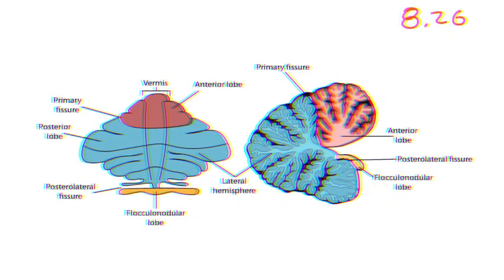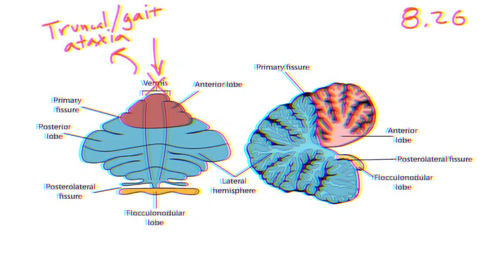Looking at the left image, we can see that the middle portion is the vermis. As mentioned in the previous slide, if this is lesioned, the patient will demonstrate truncal ataxia or gait ataxia. So the patient will appear uncoordinated while walking. On the outside, we have the hemispheres, which you can see labeled on both images.